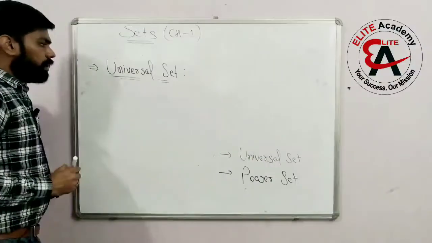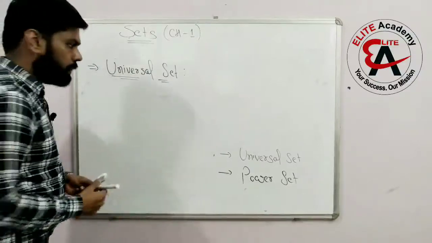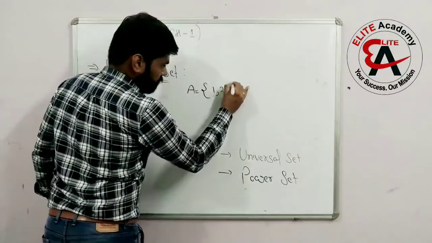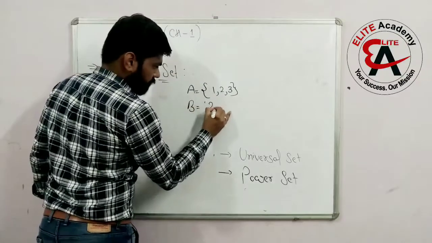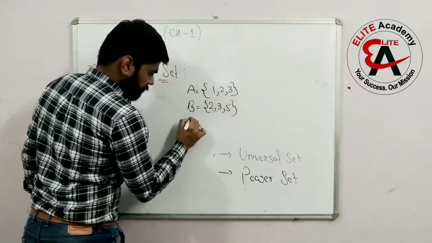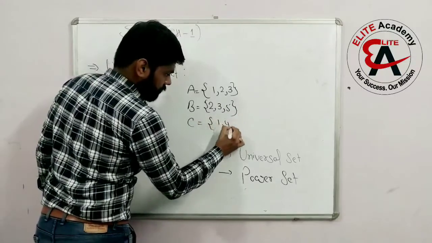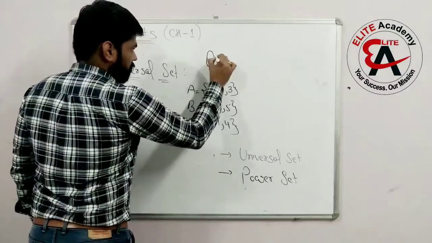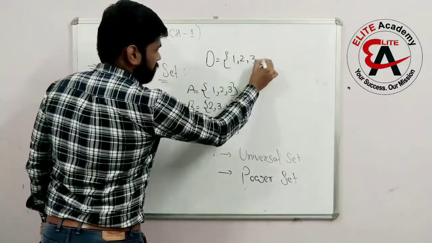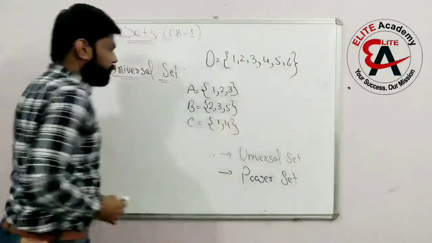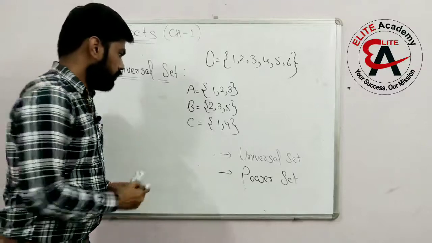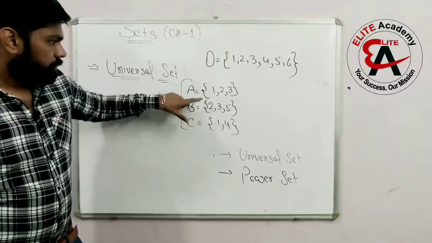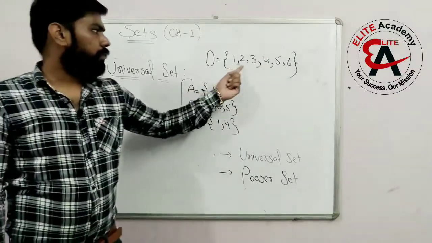Now here the same universe is there but in the form of sets. Let's say I'm saying, now if you can see these three sets, one, two, three, it is a subset of D.